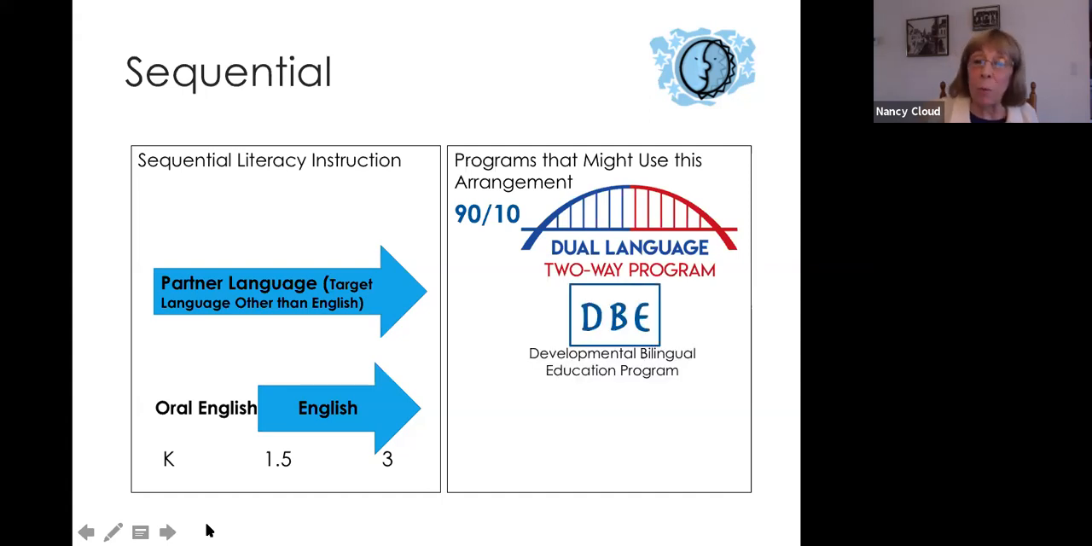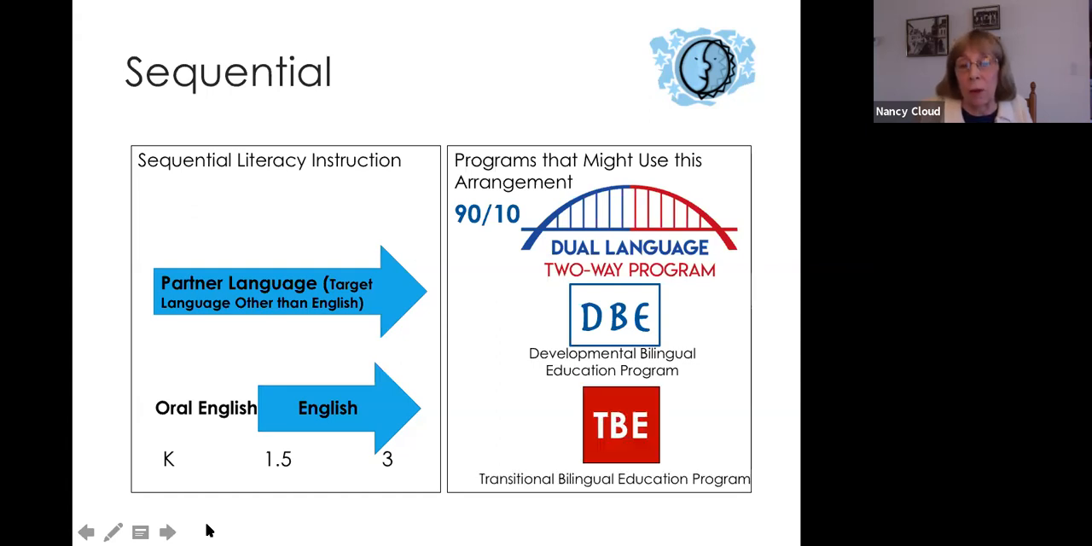A developmental bilingual education dual language program might also start this way because we want to strengthen children's literacy in their home language first, and then we're going to start to introduce English. We're not going to wait long, and we are going to develop oral English ahead of time, but we're not going to have formal literacy instruction until about a year of time learning to read in the home language or in the partner language in the case of a 90-10 dual language program.